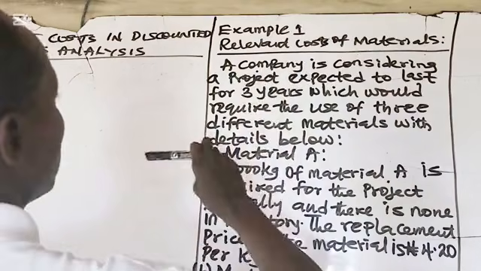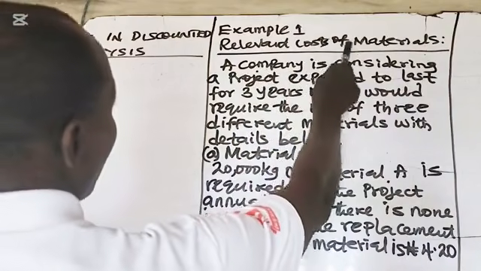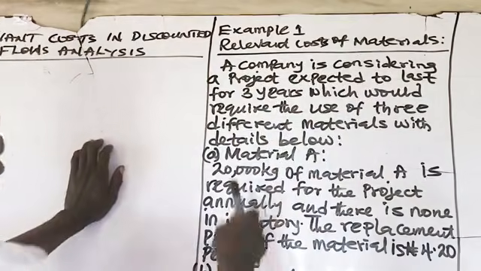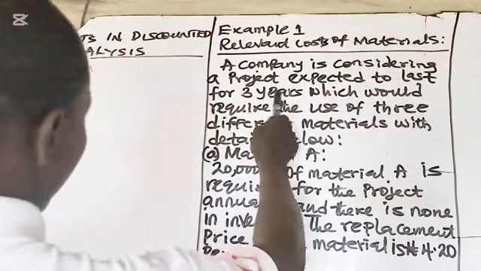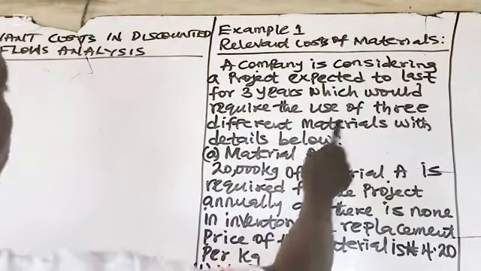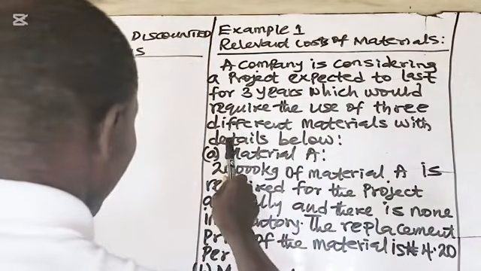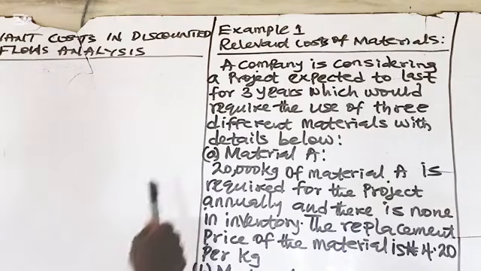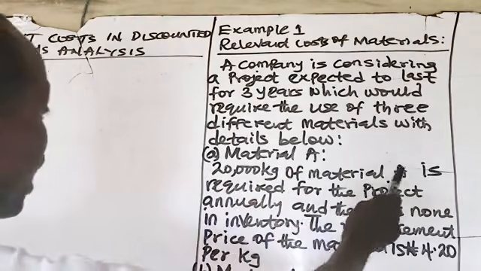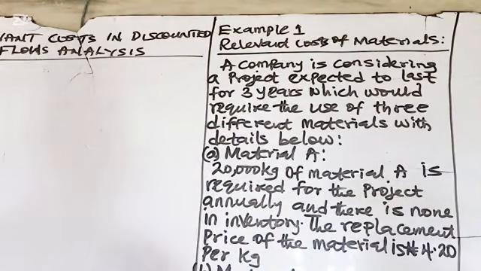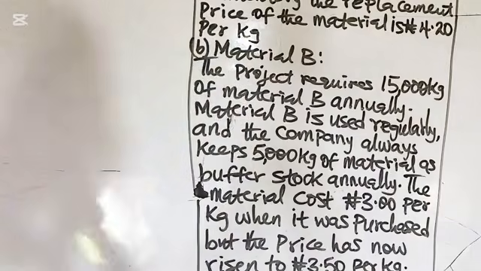Example 1, relevant costs of materials. A company is considering a project expected to last for 3 years, which will require the use of 3 different materials with details below. A. Material A. 20,000 kg of material A is required for the project annually, and there is none in inventory. The replacement price of the material is 420 kobo per kg.